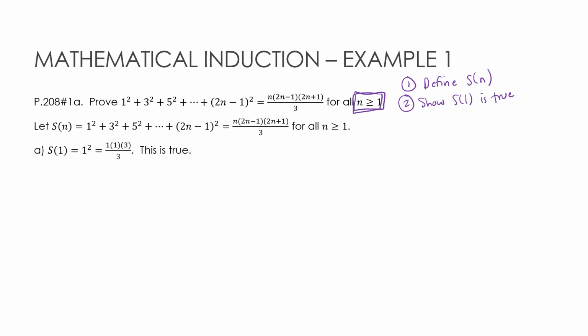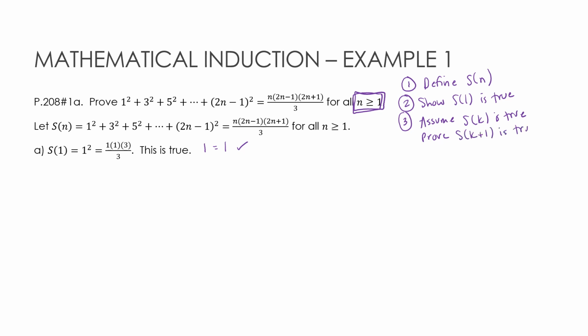So I'm going to use this pattern and say S of 1 would be that 1 squared is equal to 1 times 2 times 1 minus 1 times 2 times 1 plus 1, all divided by 3. That gives me 1 on the left-hand side. That gives me 1 on the right-hand side. That's true. Good. Step 3 says assume S of k is true. Prove that S of k plus 1 is true.